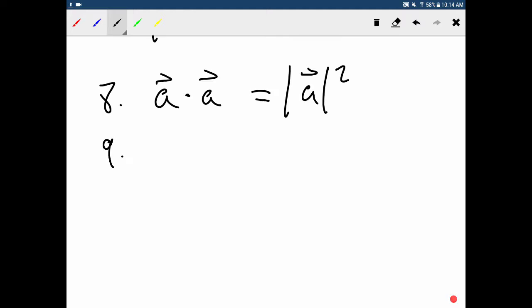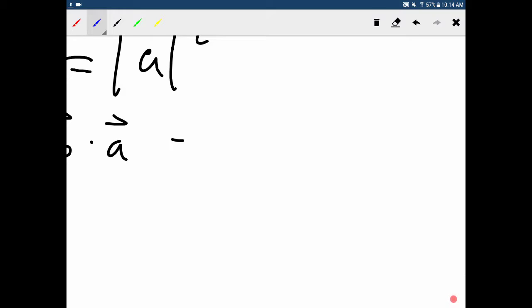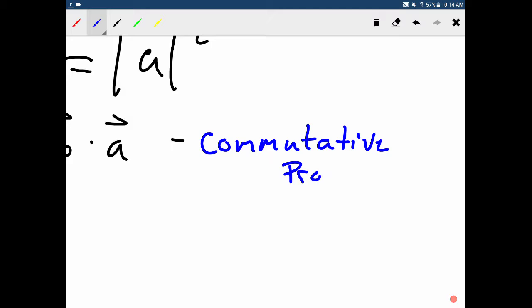Number 9. The dot product of A times B. And this might seem obvious, but it shouldn't seem obvious because it's often not true in this kind of stuff. But the order for this doesn't actually matter. And we have a name for that one. I'll write it in blue so it stands out. This is called the commutative property.